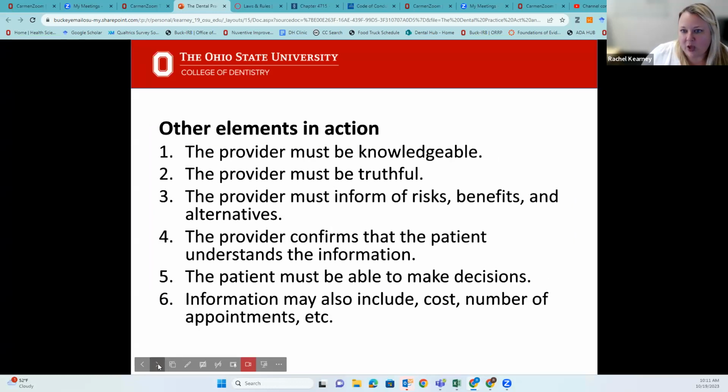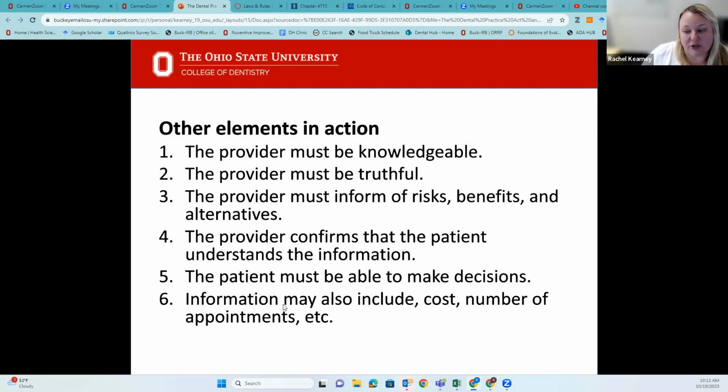Other elements that are in play when you are getting informed consent is that the provider must be knowledgeable. So you must be knowledgeable about the procedure, able to answer questions that the patient may have. You must be truthful to the patient. The provider must inform of risks, benefits, and alternatives to the treatment. And so that information should be included and reviewed with the patient. The provider confirms that the patient understands the information. So you need to make sure that your patient has understood the information that you've provided, and they must be able to make decisions.